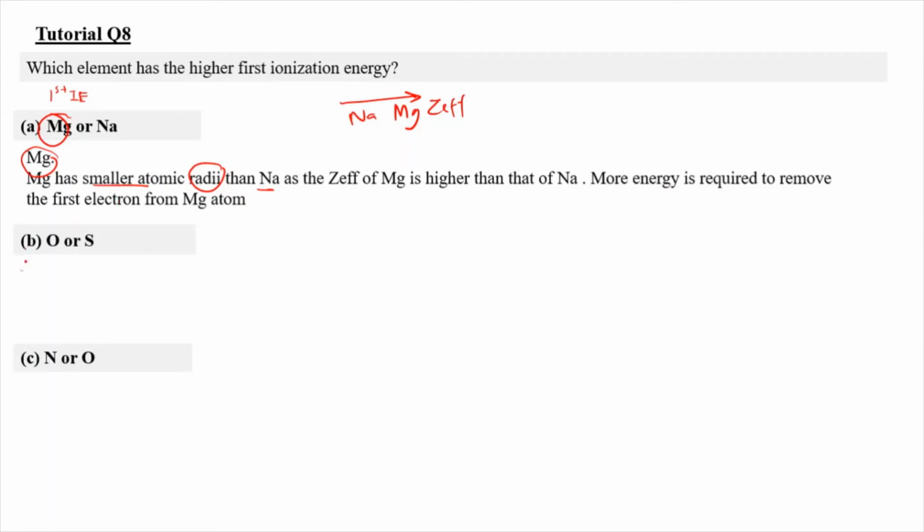And for question B, oxygen and sulfur. Which one is going to have the higher first ionization energy? Yes, the answer is oxygen. Oxygen is going to have the higher first ionization energy because both are in group 16, but oxygen is in period 2, while sulfur is in period 3. So oxygen is going to be smaller in size.